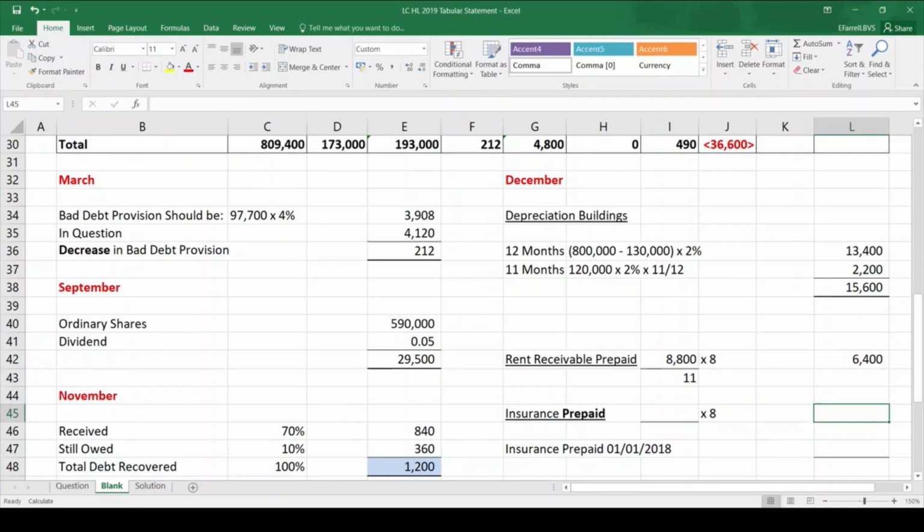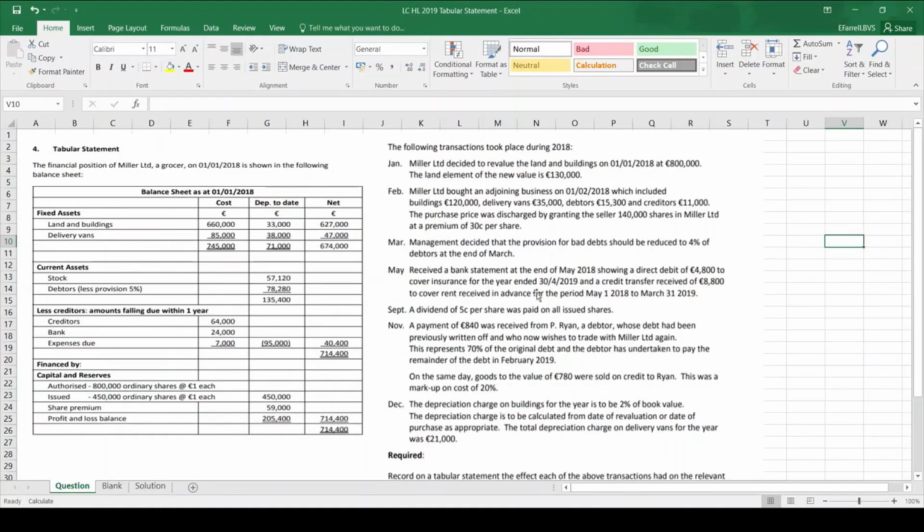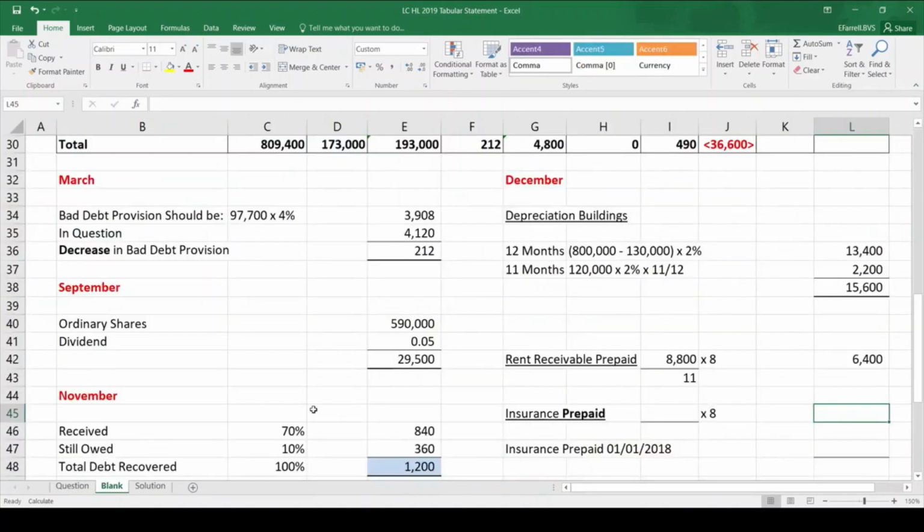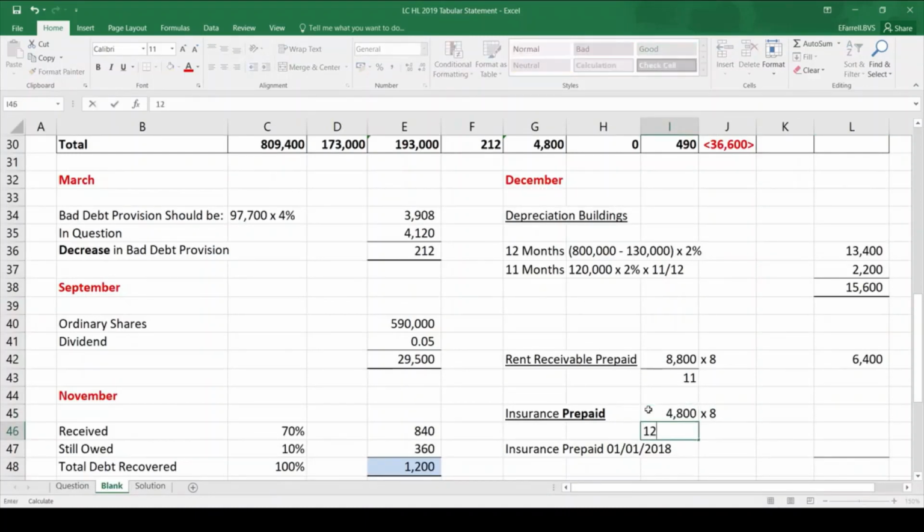The insurance prepaid, if I go back to the question, the insurance was 4,800. That was for the year, 12 months, and it ended on the 30th of April 2019. So 4 months were for next year, so 8 months were for this year. So I'm going to work out this year's amount the same as the rent receivable. So 4,800 divided by 12 because it was for a year, and 8 of those months are for this year, so I multiply by 8. And that comes to 3,200.